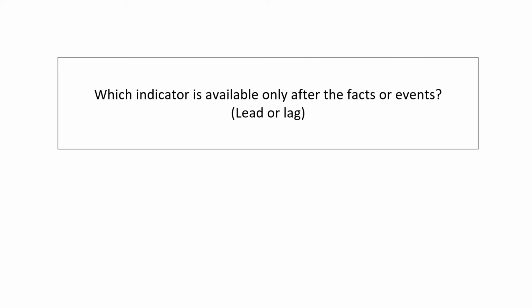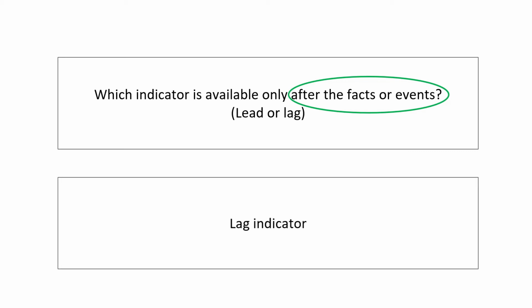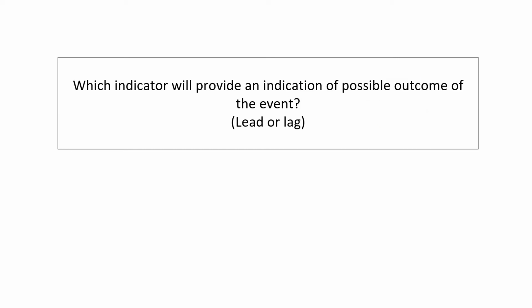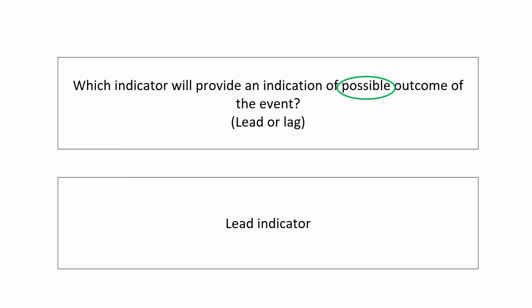Which indicator is available only after the facts or events? After the facts or events, that is lag indicator. Which indicator will provide an indication of possible outcome of the event? Possible outcome, that means event is not yet completed. Lead indicator.